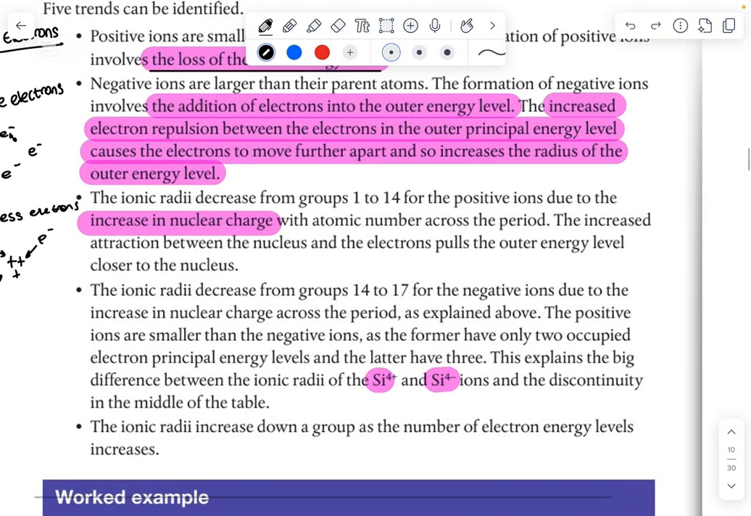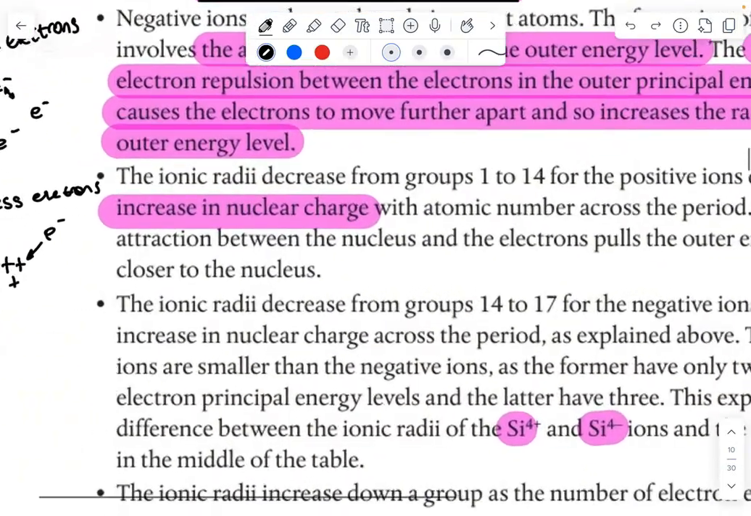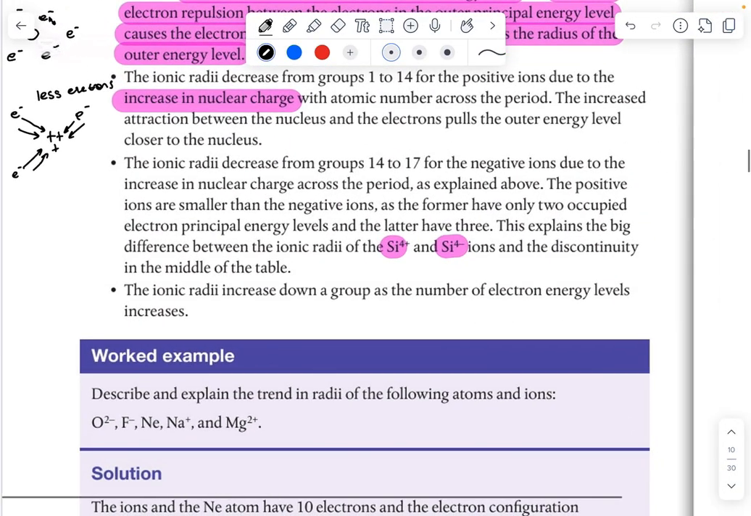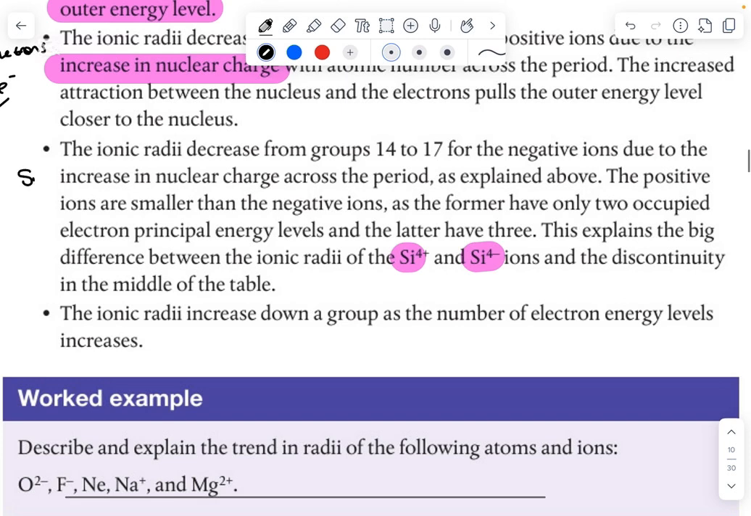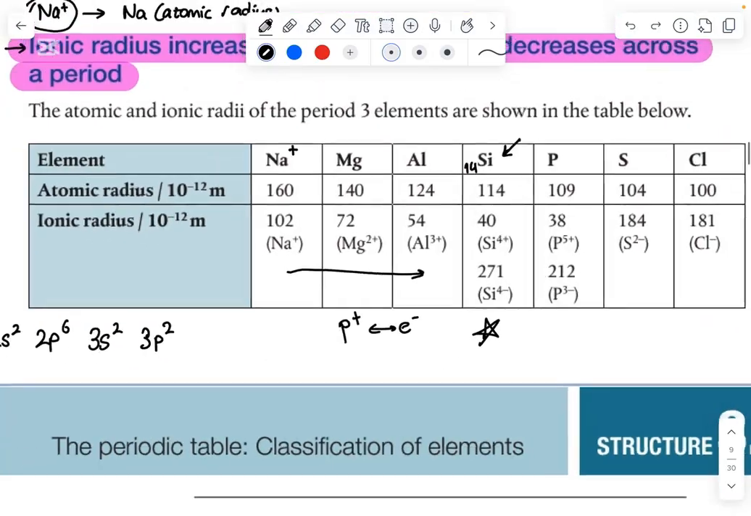The ionic radii decrease from groups 1 to 4 for positive ions due to the increase in nuclear charge. As we talked about previously, the increase in nuclear charge accounts for electrons moving closer to the nucleus. And now let's talk about the discrepancy of silicon. The ionic radii decrease from groups 1 to 14 for the negative ions due to the increase in nuclear charge across the period. Let's go up here and talk about silicon.